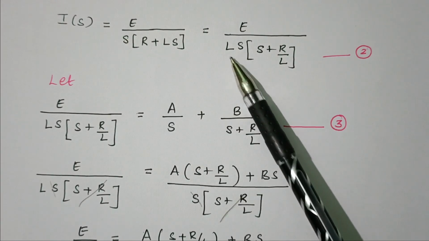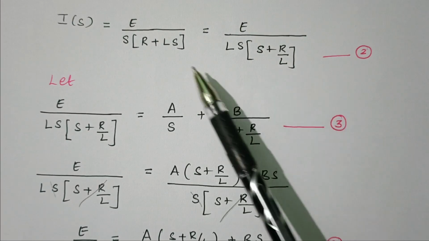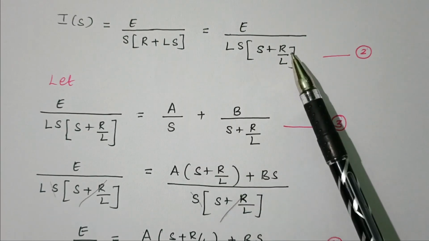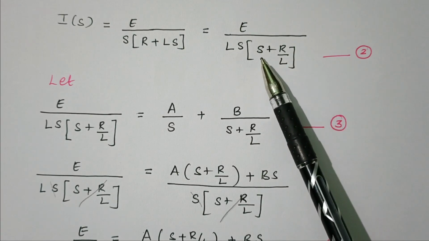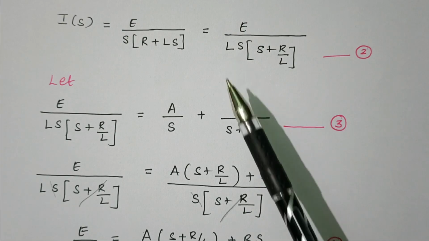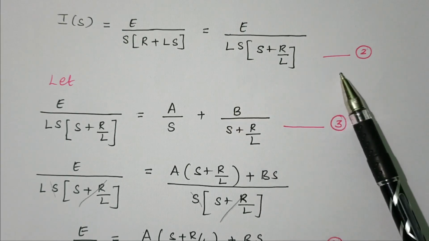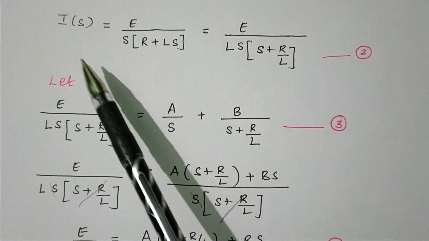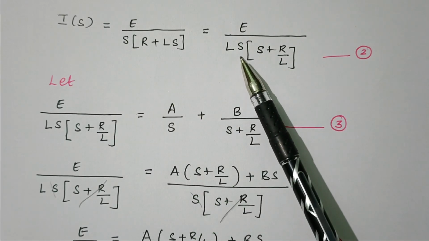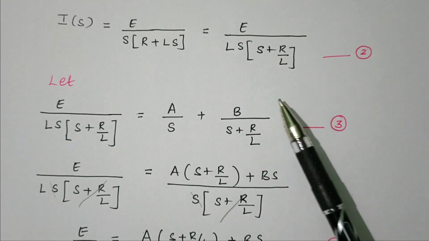Already S is there, L into S plus R by L. While taking the L outside, this becomes S. Here L is not available, so that R by L. So now in order to bring the S plus form, S plus R by L, we are taking L outside. Now take this equation number 2. So I of S equals E divided by L into S of S plus R by L.